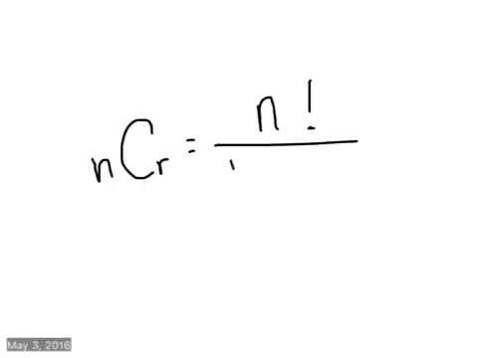So yesterday when we were taking those things in nPr, the order mattered, or what order you put them in, whereas a combination does not care about the order. So the formula that we have for combination says nCr equals n factorial over r factorial times n minus r factorial. And that's the combination formula that we're going to use.